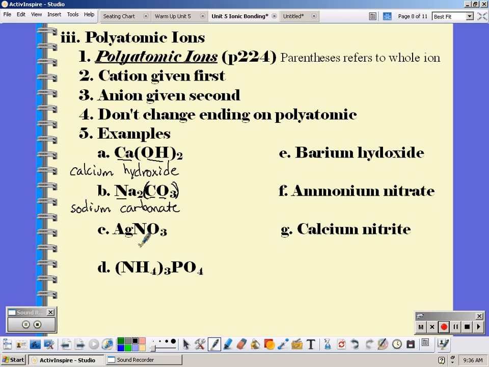AgNO3. Again, it can either be AgN or NO3. On page 224, NO3 is the polyatomic. So this would be silver nitrate.